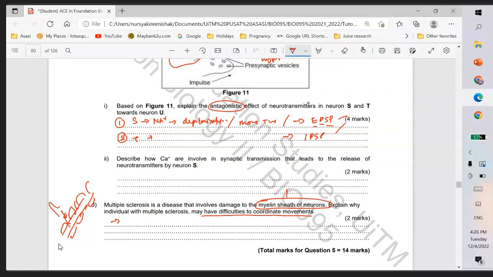So first point, awak explain what happened to the myelin sheath. Okay, damage lah. Maksudnya apa jadi kat neuron tu, kan? Apa jadi kat neuron tu, dan apa yang akan berlaku, how do you relate with the difficulty to coordinate movement tu tadi, kan? So delay in muscle contraction for the second point. Faham boleh?